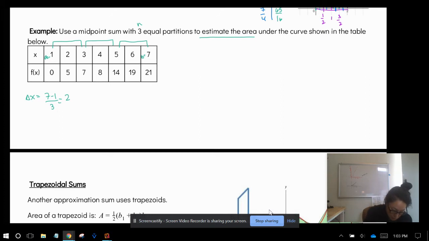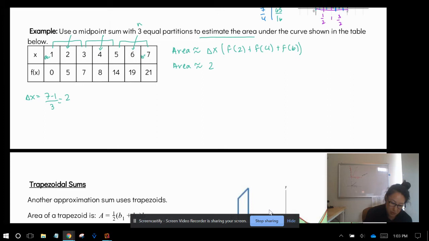I see that 2 is the midpoint between 3, 4 is the midpoint between 3 and 5, and 6 is the midpoint between 7 and 5. So I go ahead and find my area. My area is about equal to, and I'll just write out the formula, delta X times f of 2 plus f of 4 plus f of 6, since these are the heights, okay?